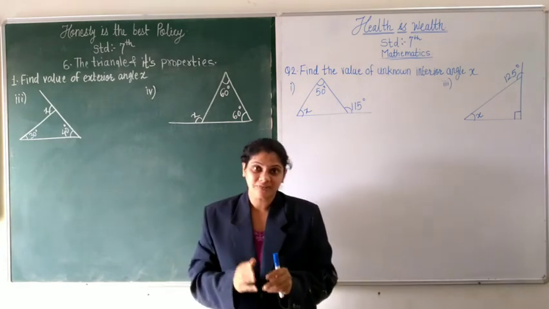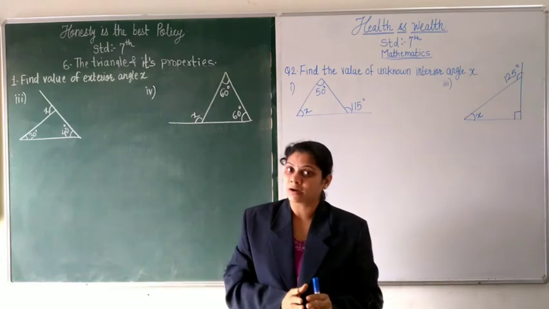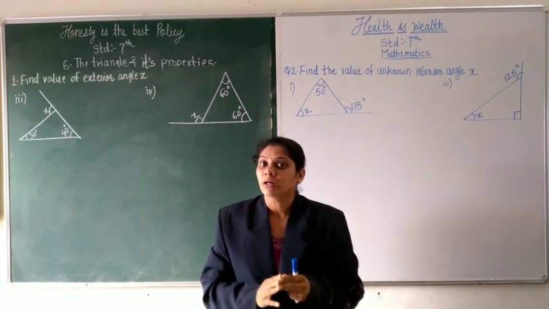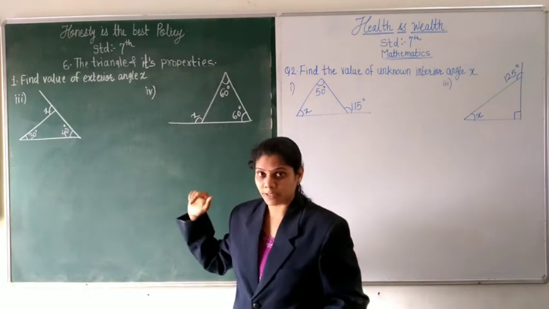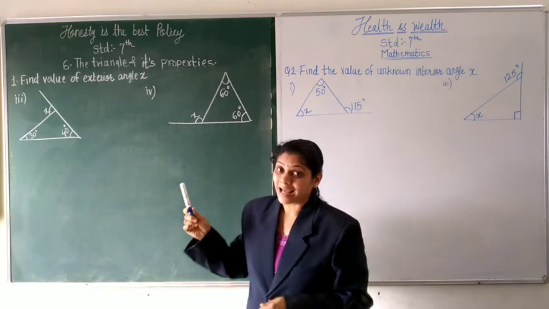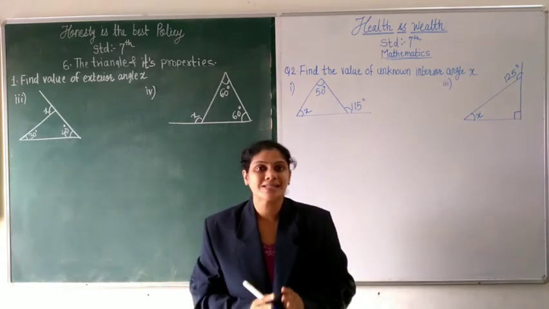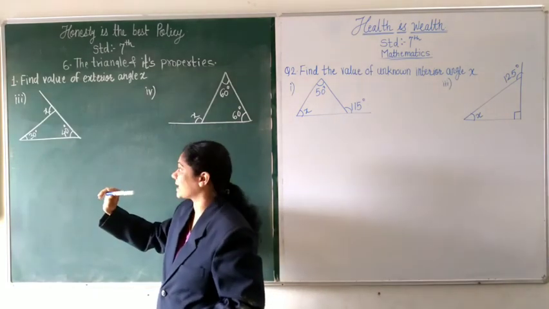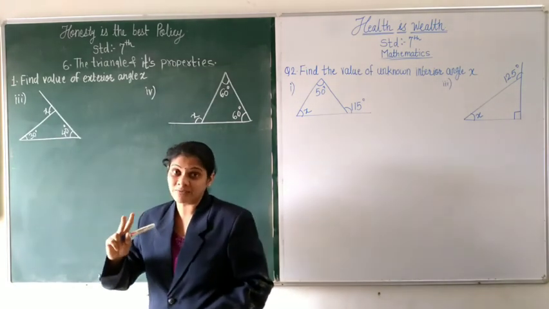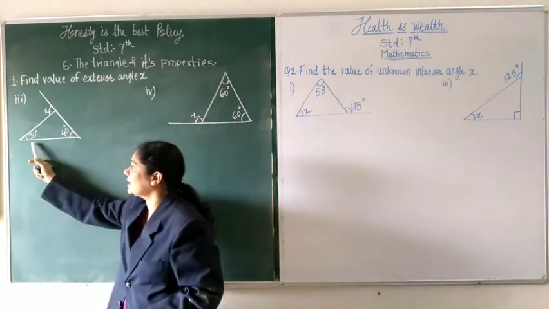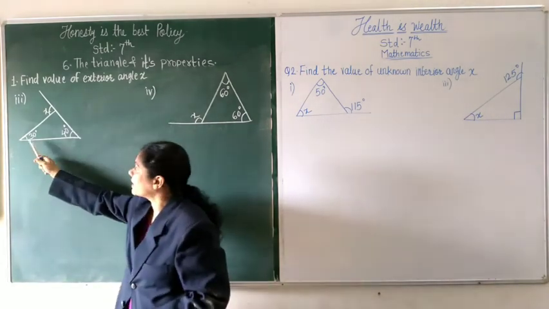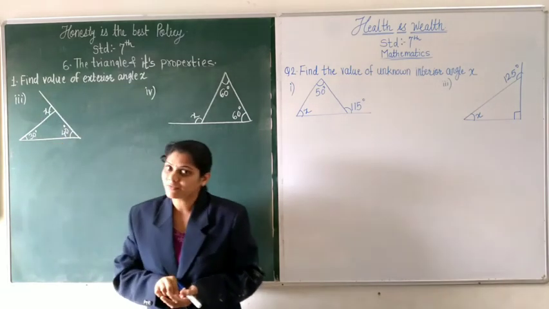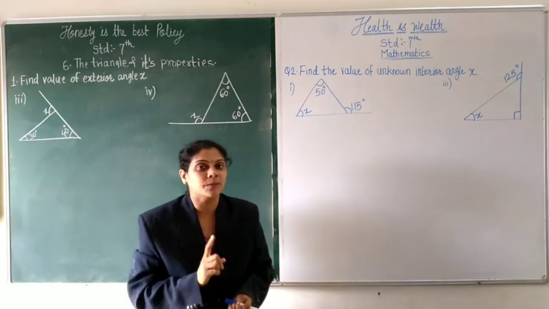Whichever exterior angle is there, we have to find its value by using its property. Okay. So an exterior angle is there, that means we have to use the exterior angle property. In this first diagram, there are 2 interior angles whose measurements are given, 30 and 40. With the help of this 30 degree and 40 degree, we have to find the value of x. So which property are we going to use here? Exterior angle property of a triangle.